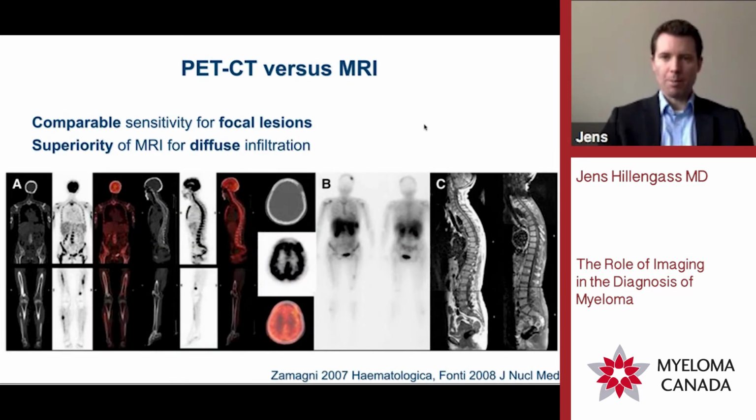Comparing PET-CT with MRI, for the focal lesions, both have the same sensitivity. If it's positive in PET, usually it's also positive in MRI and vice versa. For the diffuse infiltration, again, I will explain that later. For the diffuse infiltration part, the MRI is better than the PET-CT.